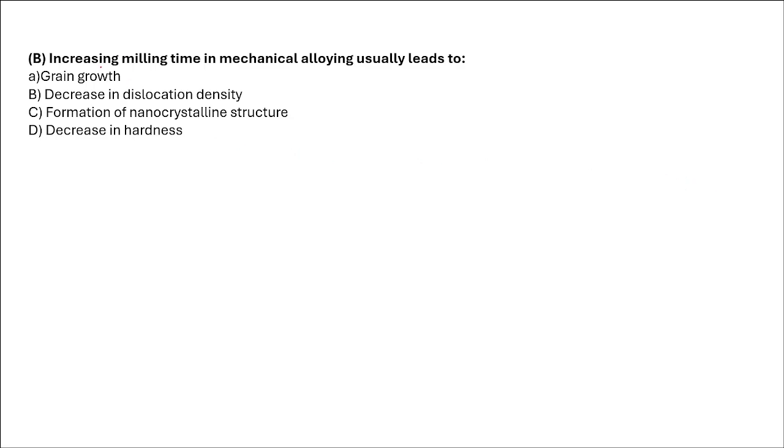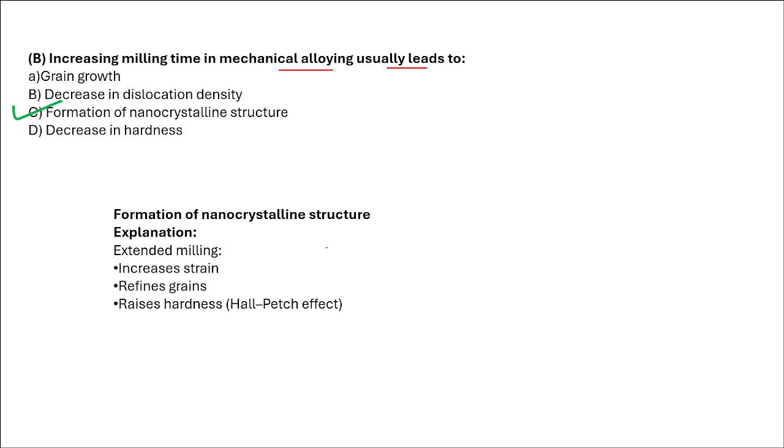Then what would happen if we increase milling time in mechanical alloying? It usually leads to the formation of nanocrystalline structure, because if we extend the milling time, it will also increase strain, refine grain, and raise hardness as well.